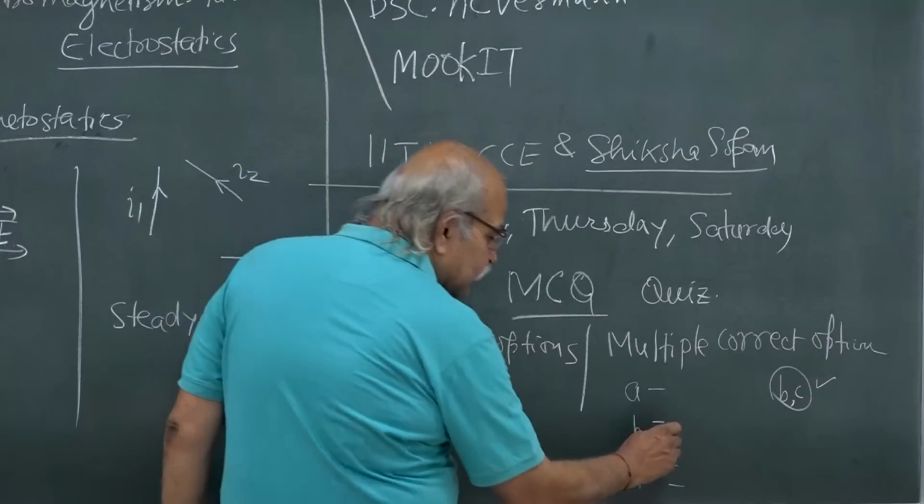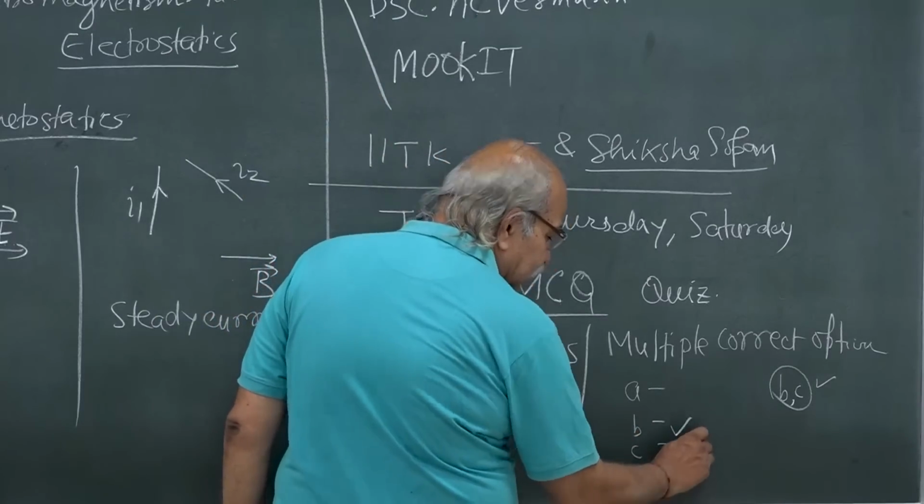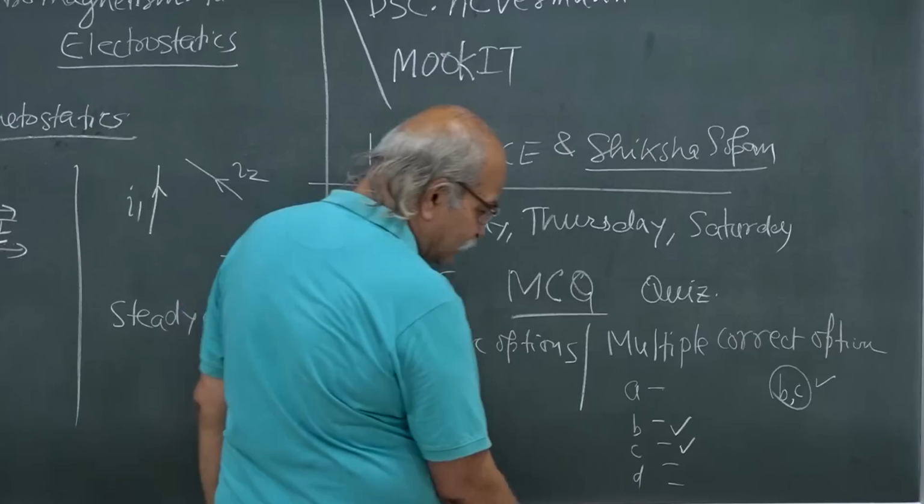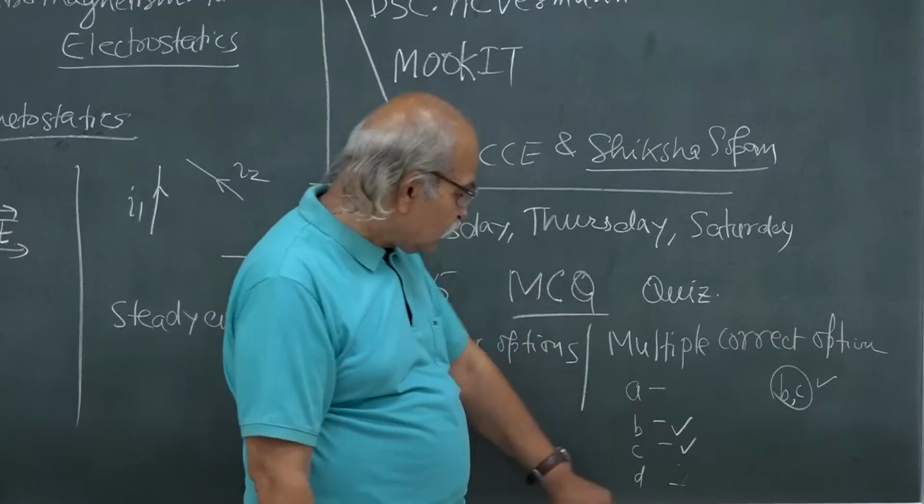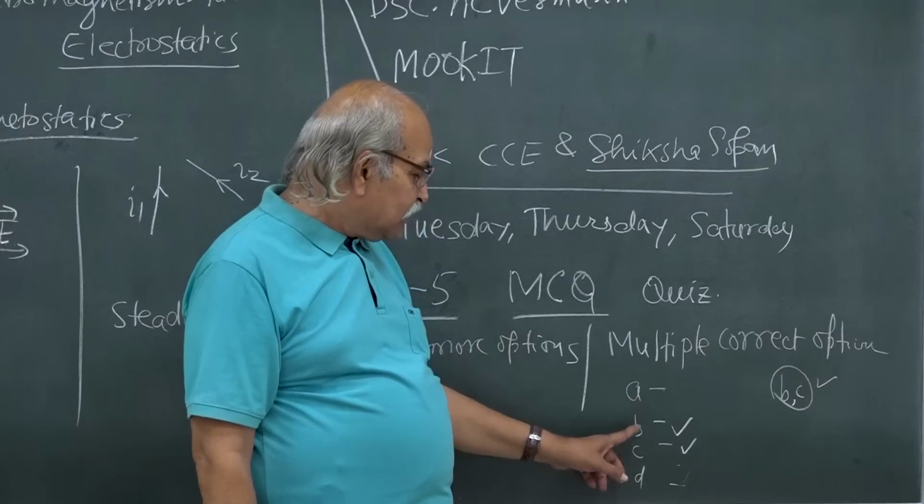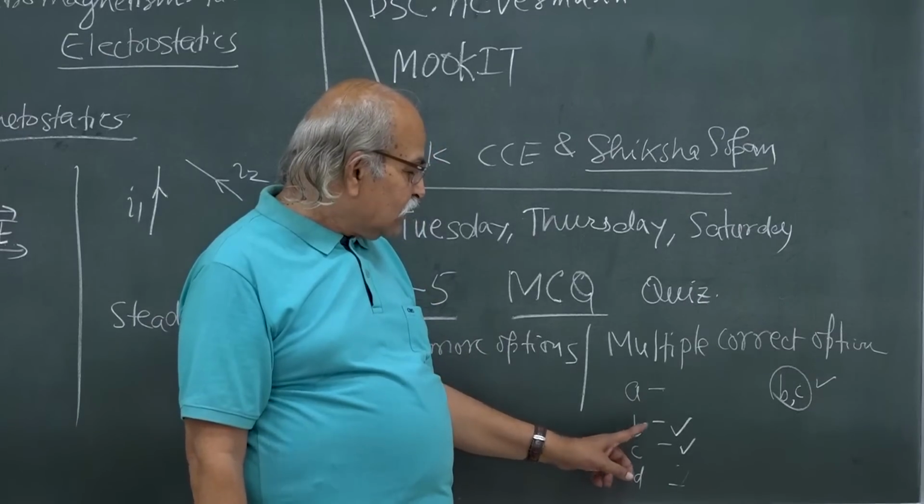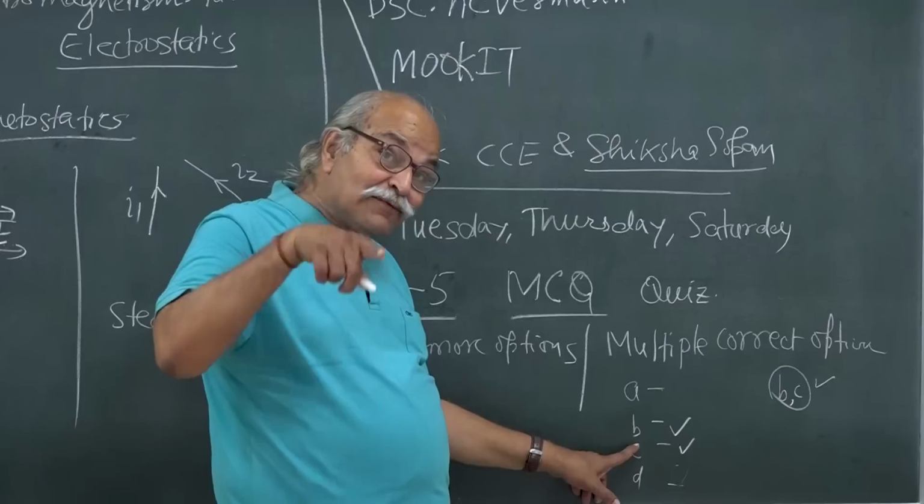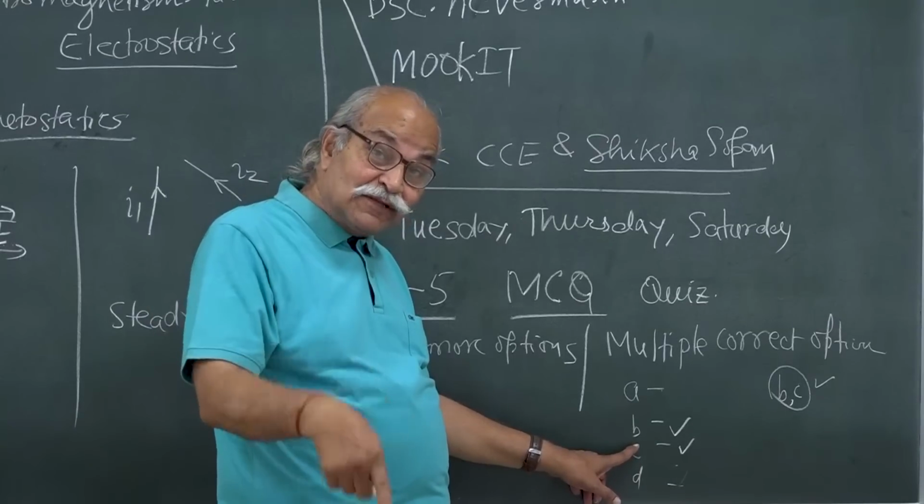So if you have chosen B, if you have chosen C, and you have not chosen A and not chosen D, okay, you have to choose all the correct options. So B and C are correct, you have to choose B and you have to choose C, but you don't have to choose any of the wrong options also.